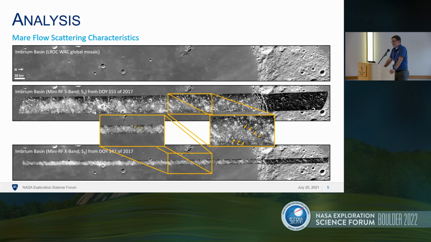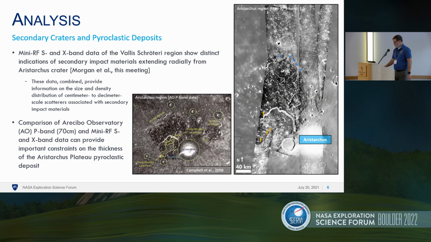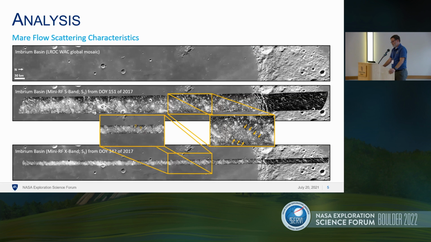We also can collect X-band data of the same area. And so in this bottom image, we have X-band data collected over there, and we can take a look at the same inset. And we don't really see those clear indications of a flow in the same area. And that can be telling us, again, a little bit about specific roughness of that flow, or it could be telling us about the depth of that flow, how far it is buried in the subsurface.